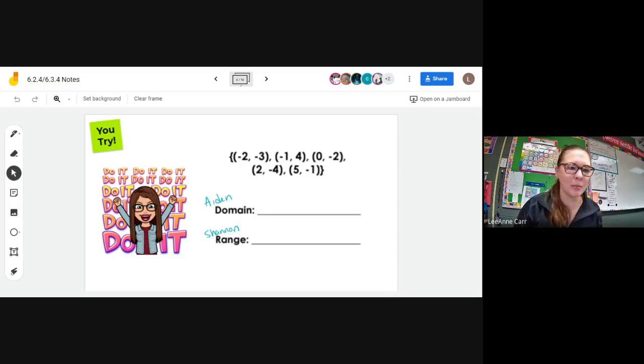All right, as you can see, I put 2 names on the screen. I'm going to ask that Aiden give me the domain of this relation and that Shannon give me the range. So Aiden and Shannon, you can either unmute yourselves or throw it in the chat, whatever is easiest. I'll give you a couple seconds while the rest of us wrap up that problem. Remember our 2 rules: write them in order, and make sure we don't write any repeats if there are any.